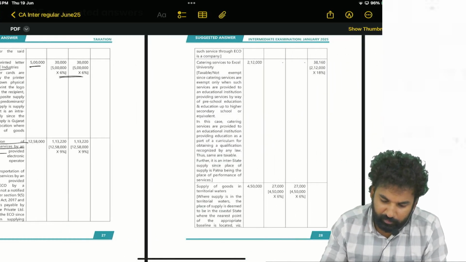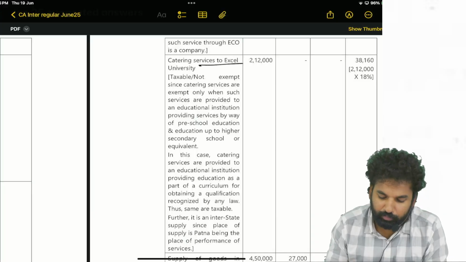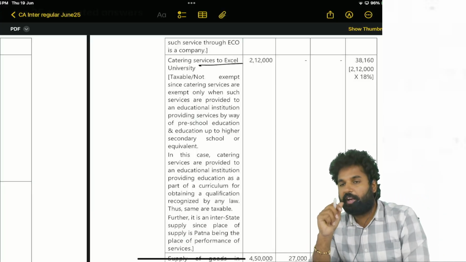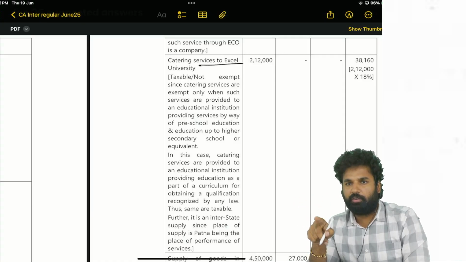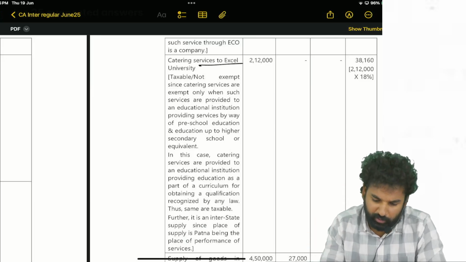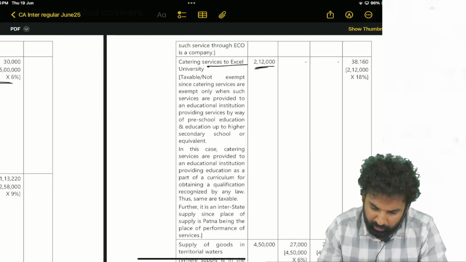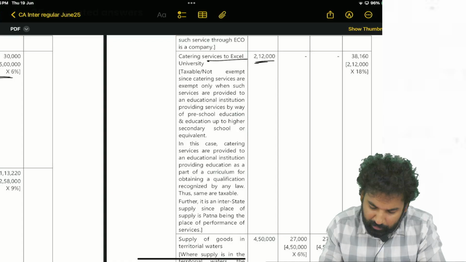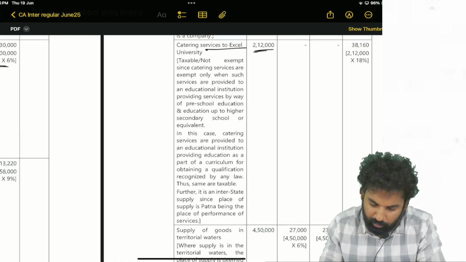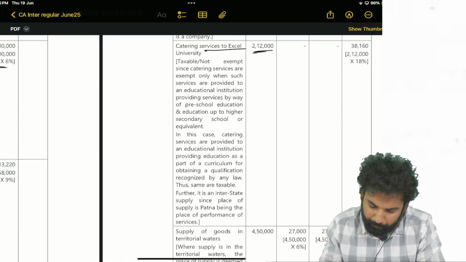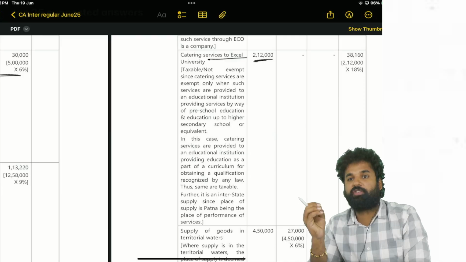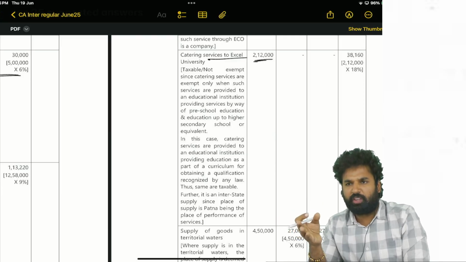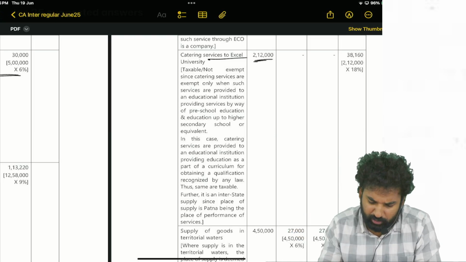Right. Next case, catering services to university. Taxable, exempted? Taxable only, no. Taxable. So that's why, 2,12,000. So university is where? In which state is it? Patna. Okay. So that's why place of supply Patna, the place where the services are actually performed. Correct only, no? Place of supply. So that's why IGST is coming.